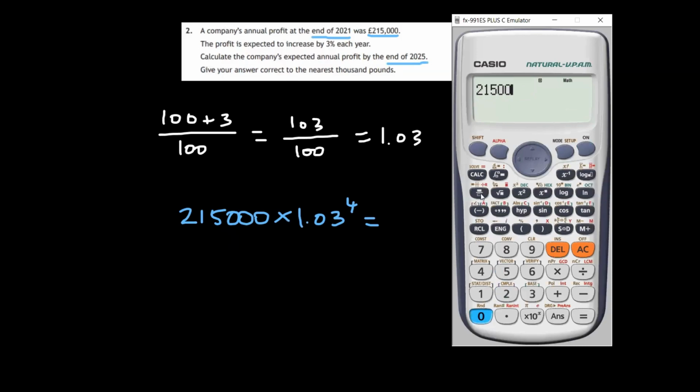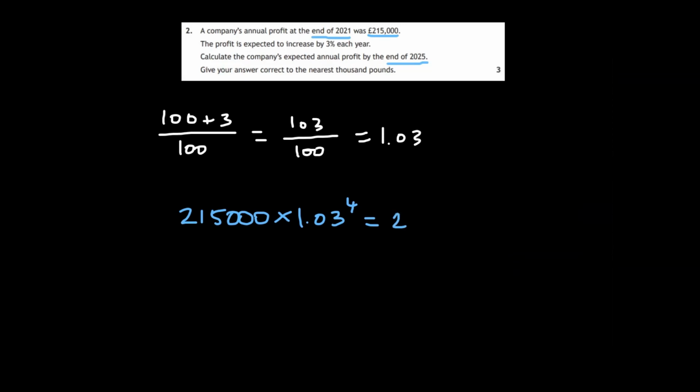So that would give 241,984.39. And then to the nearest £1,000, it would just be 242,000.